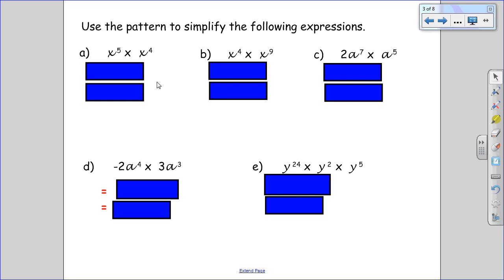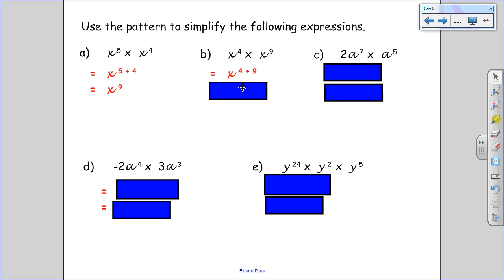So if we want to use the pattern to simplify the expressions, x to the 5 times x to the 4, again, pause the video, write the expressions out, and attempt to do them yourself, showing all your work. You can watch example A first, though, before you pause it if you wish. X to the 5 times x to the 4, the base is the same, we're multiplying, so that'll be x to the 5 plus 4, which is x to the 9. X to the 4 times x to the 9, again, I've got 4 x's being multiplied and then being multiplied with 9 x's being multiplied together, so x to the 4 plus 9, or x to the 13.